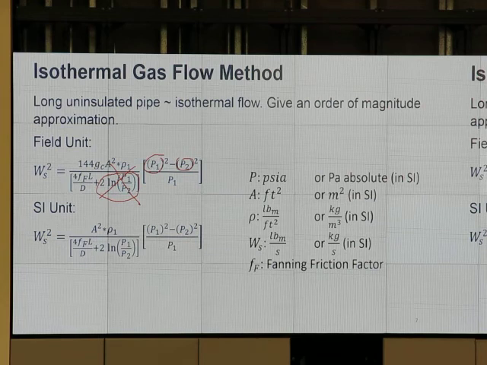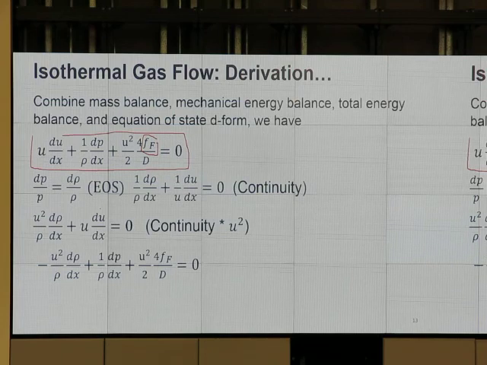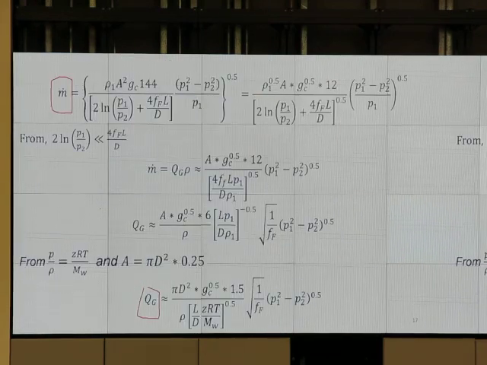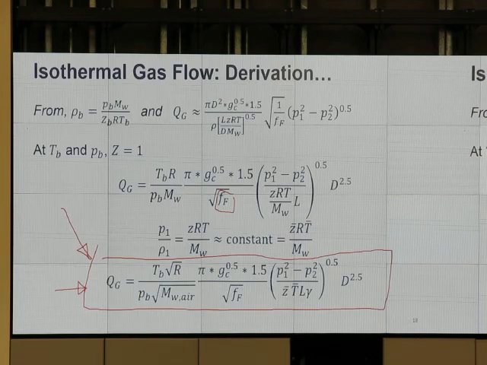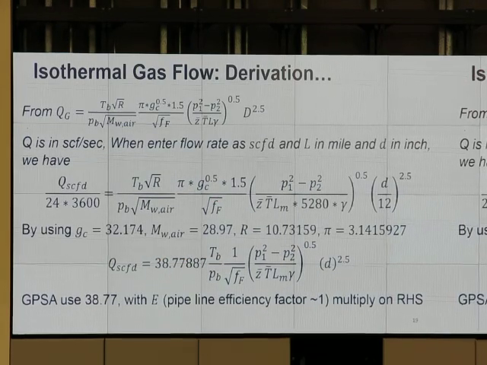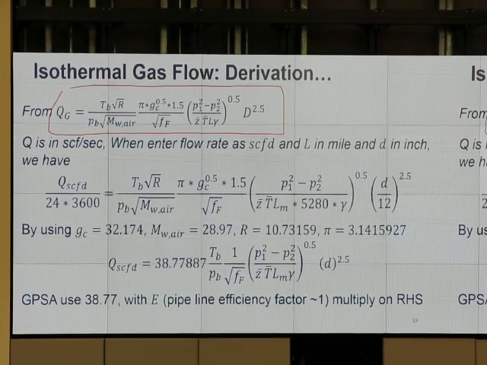So the assumption is 2 log P1 over P2 is a lot less than the friction term. So this friction term has to be a lot greater than that term. So that's the assumption. We have it over there. So now we get the final form, the isothermal flow equation. Now, how do we use it?